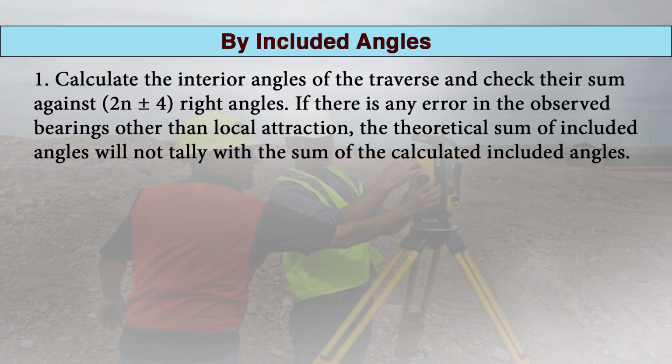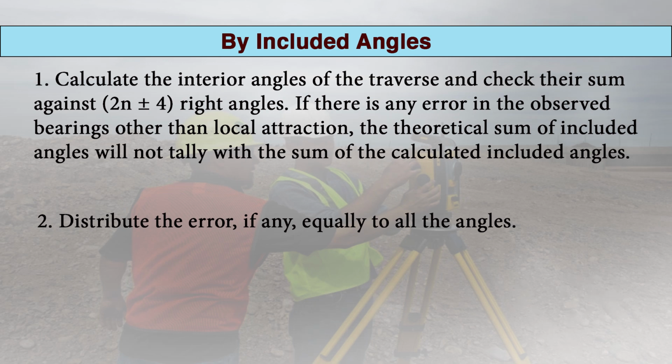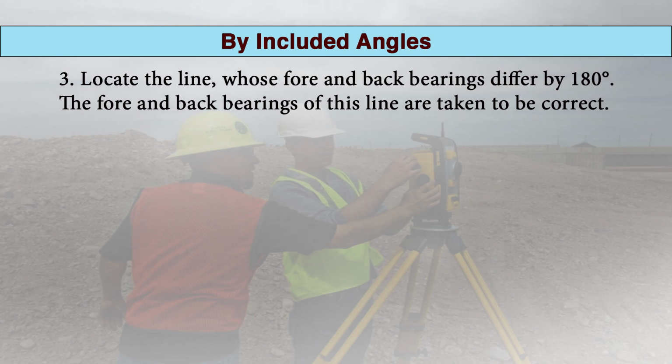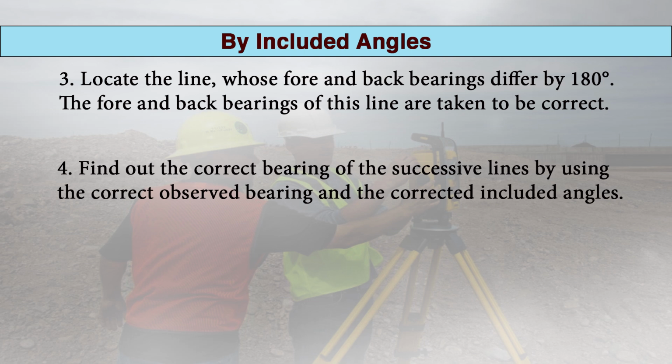Step 1. We have to calculate the interior angles of the traverse and check their sum against the theoretical sum. If there is any error observed in the bearings other than local attraction, the theoretical sum of the included angles will not tally with the sum of the calculated included angles. In the second step, we distribute the error, if any, equally to all the angles. In the third step, we locate the line whose fore bearing and back bearing differ by 180 degrees. The fore and back bearings of this line are taken to be correct. In the fourth step, we find the correct bearings of successive lines by using the correct observed bearing and corrected included angles.